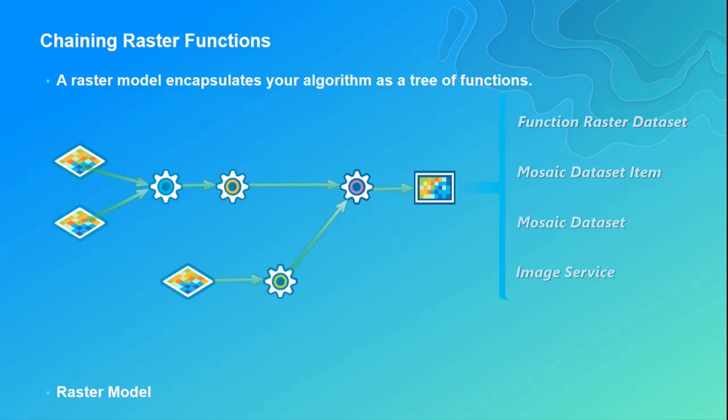So yes, it can just sit on top of a raster. You can ingest a raster in and put a function raster on top. You can put it on top of an item in a mosaic data set, so not necessarily on top of the mosaic data set itself, but you can do it as an item. It does sit on top of a mosaic data set, and you can apply them to image services as well.